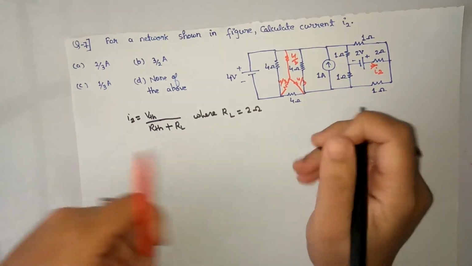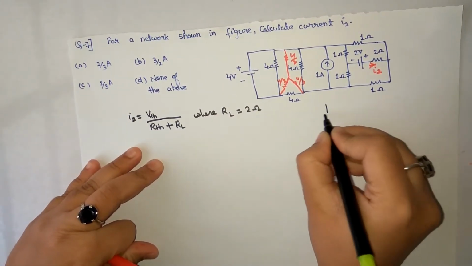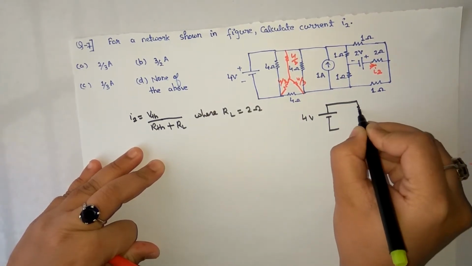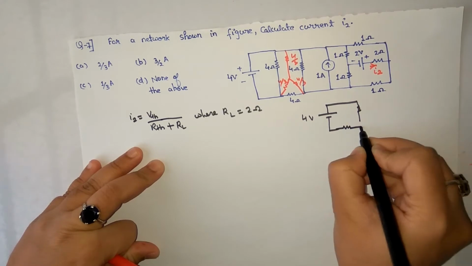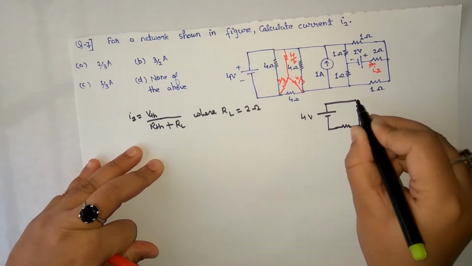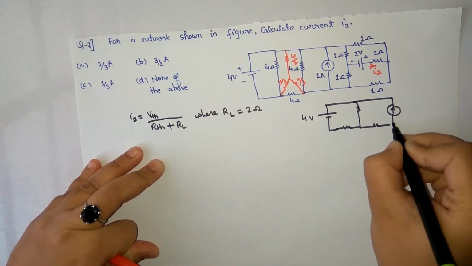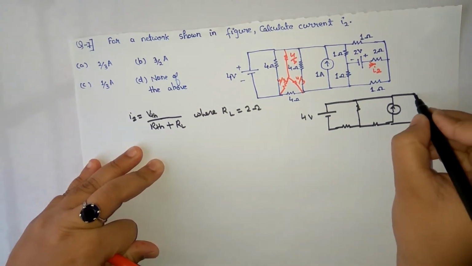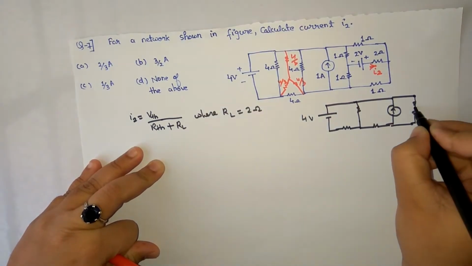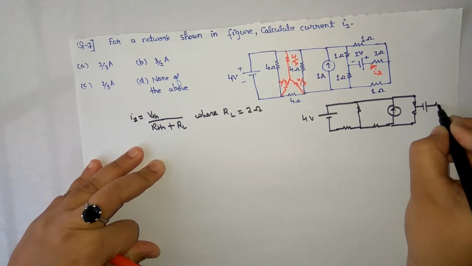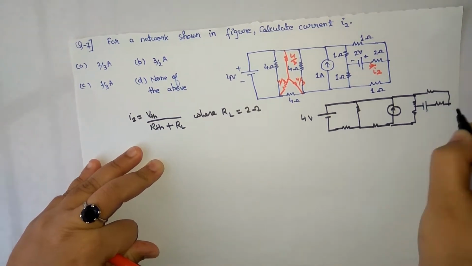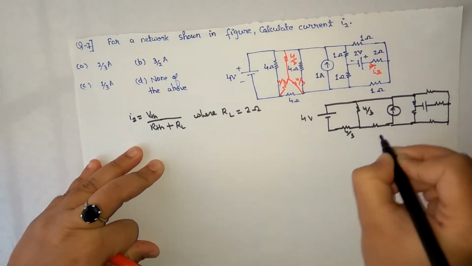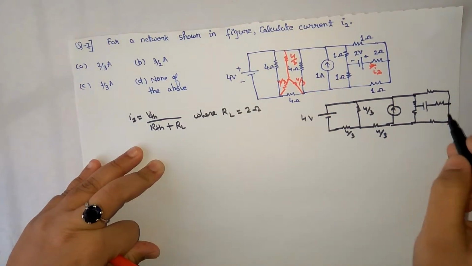So let's draw an equivalent network of this. So this is 4 volts, this is one resistance of 4 by 3, this is one resistance of 4 by 3, and this is a resistance of 4 by 3. This is the 1 ampere current source, and this is the remaining part of the network.